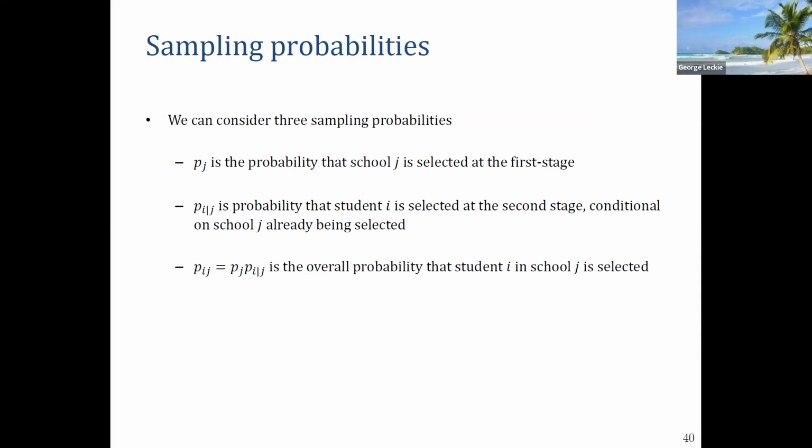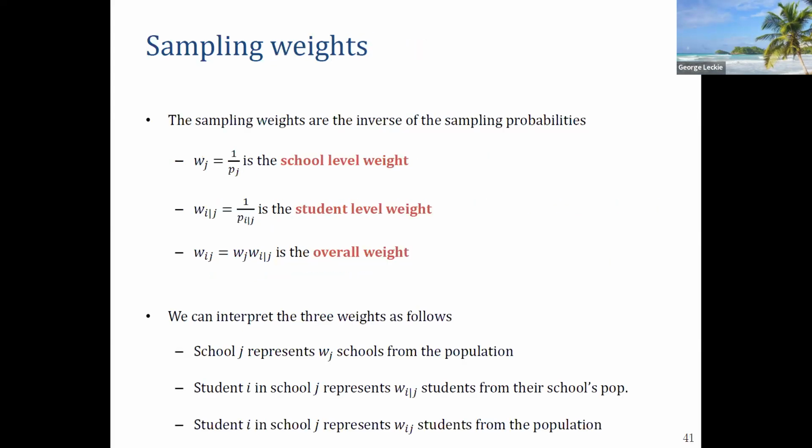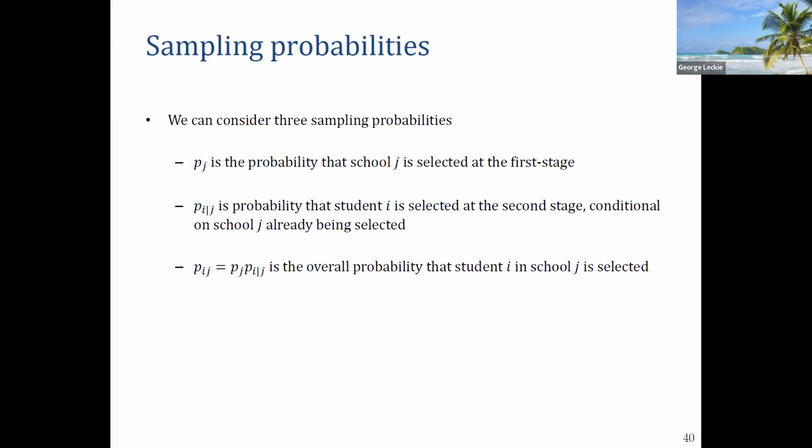Those are called sampling probabilities. PISA does not give you those, but that's what happened when they did the sampling. What they give you are the inverse of those 3 things, which are called the sampling weights. So 1 over the probability that the school is selected is called the school level weight. 1 over this conditional probability is what I call the student level weight. And 1 over the overall probability would give you this one, or you can multiply the 2 weights together. This last one is also just 1 over the overall probability.